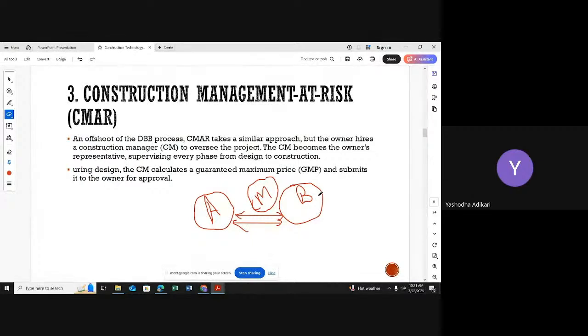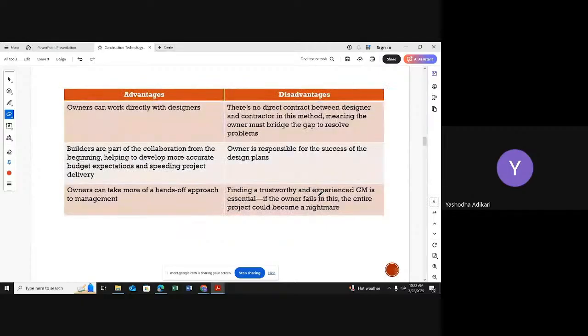So the construction management calculates a guaranteed maximum price. Okay, like that. In here also there are some advantages and disadvantages.